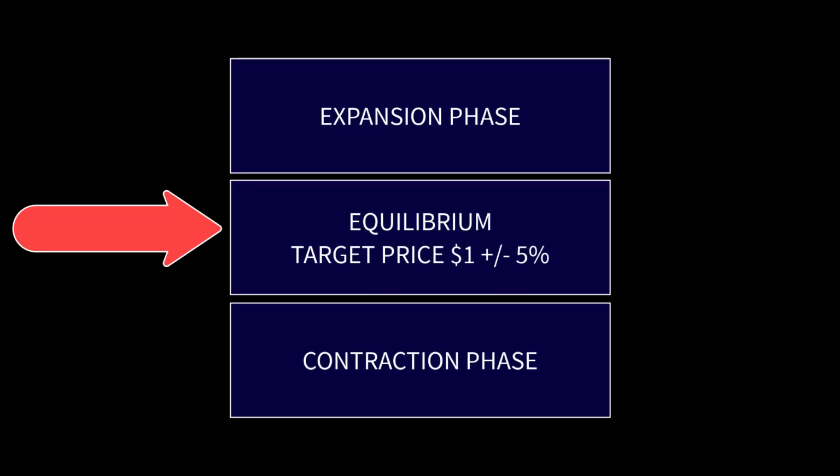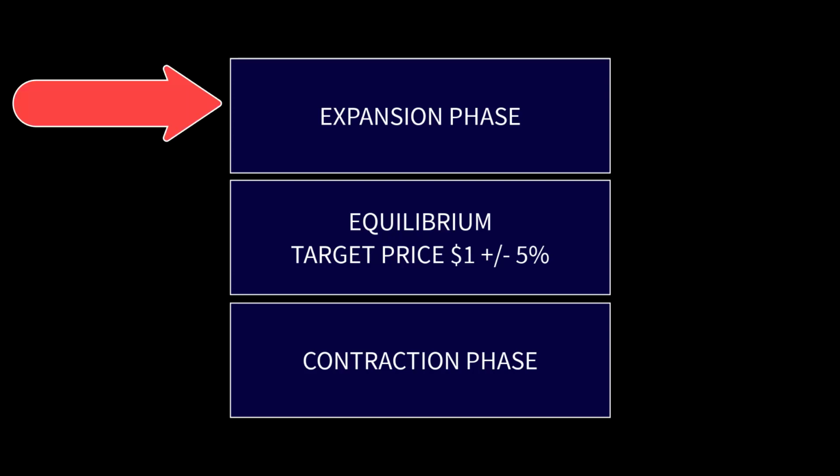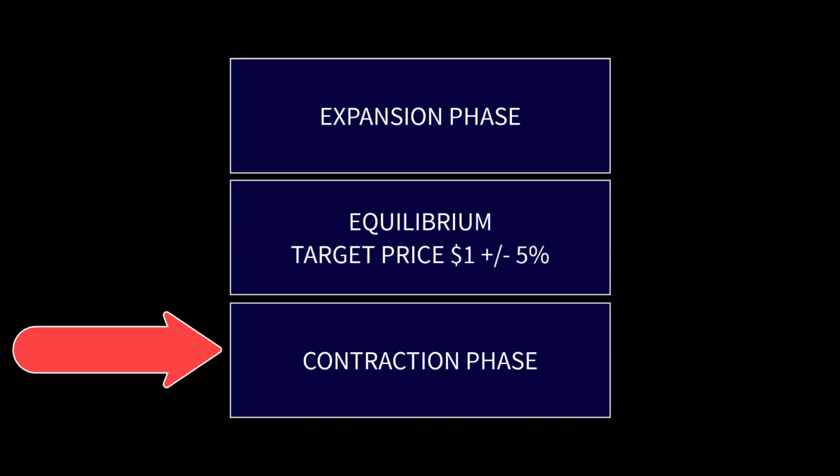Okay, to keep it simple, we're going to say the target value of TBILL is $1, and that if the price is $1 plus or minus 5%, that it is in equilibrium. If the price goes above $1.05, the state of TBILL is in the expansion phase and a rebase is triggered. If the price falls below 95 cents, then the TBILL is in the contraction phase and it triggers a rebase.